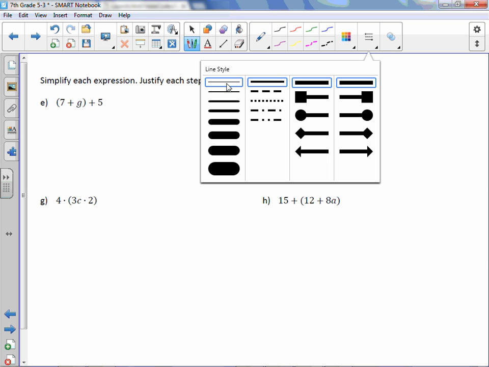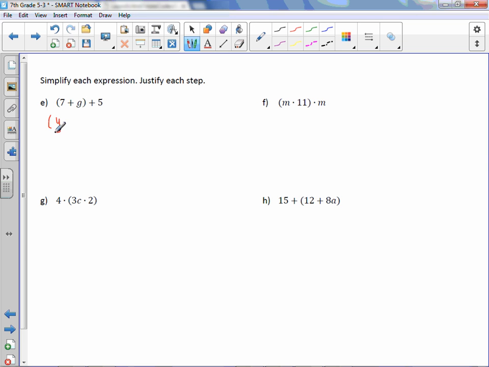So we have 7 plus G plus 5. Well, it's all addition, so what I'm going to do is rearrange the G and the 7 and bring down the plus 5. The property I used there, I switched the order. This would be the commutative property of addition.